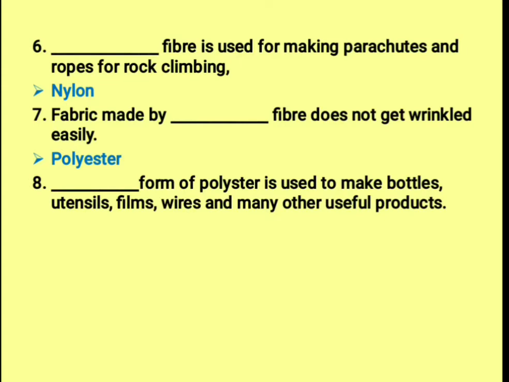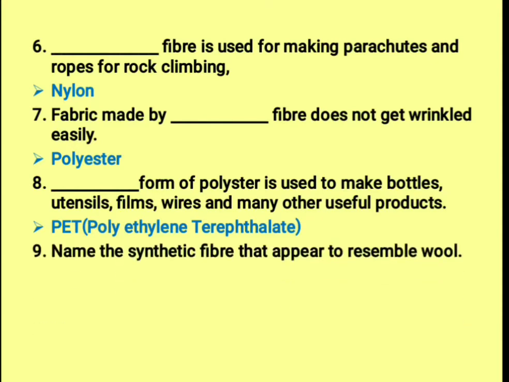Dash form of polyester is used to make bottles, utensils, films, wires and many other useful products. So it is a form of polyester used to make bottles, utensils, cookware and all. Which is that? It is nothing but your PET, especially your PET bottles. That is PET. The full form is polyethylene terephthalate. They are used to make bottles, utensils.